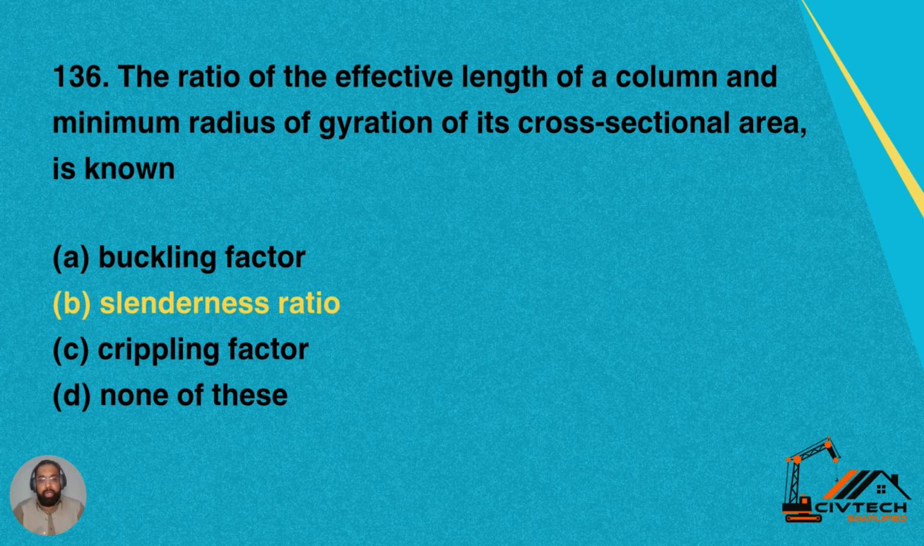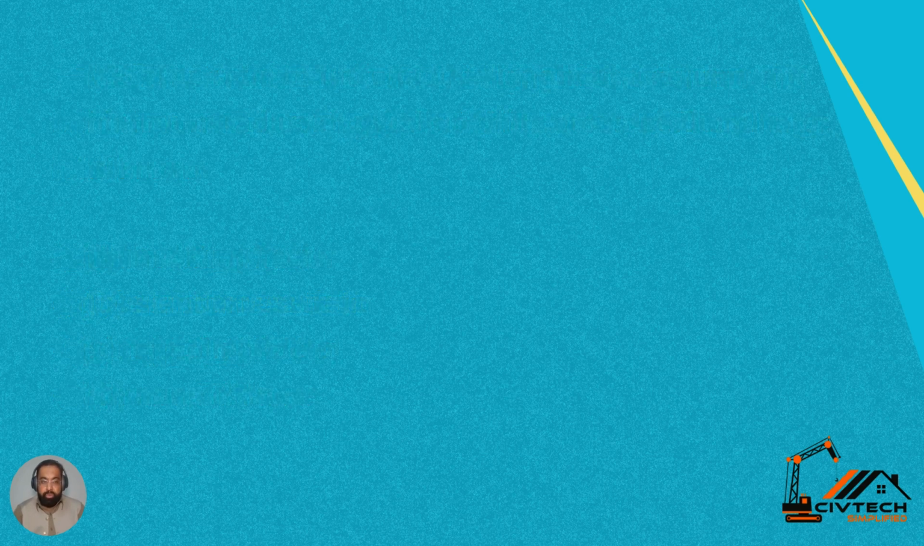136. The ratio of effective length of a column and minimum radius of gyration of its cross-sectional area is known as option A, buckling factor, option B, slenderness ratio, option C, crippling factor, option D, none of the above. So this ratio is called slenderness ratio. B is the correct answer for this question.